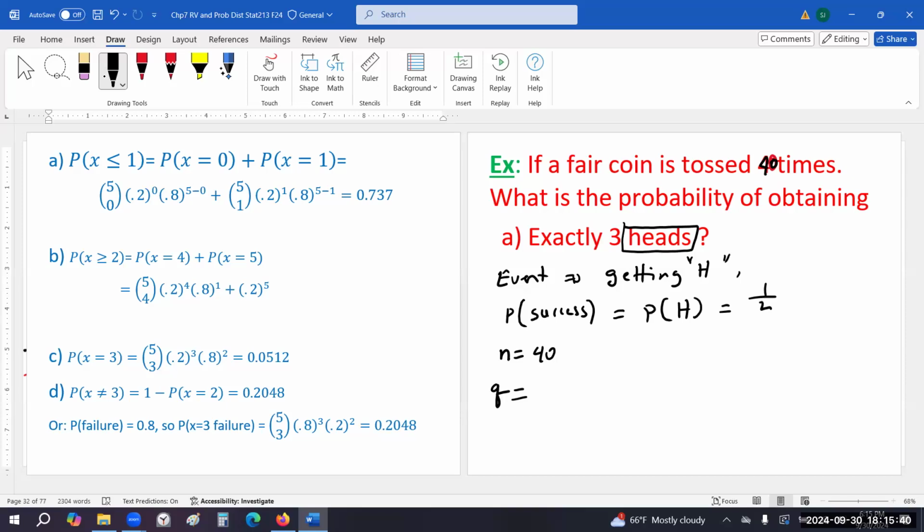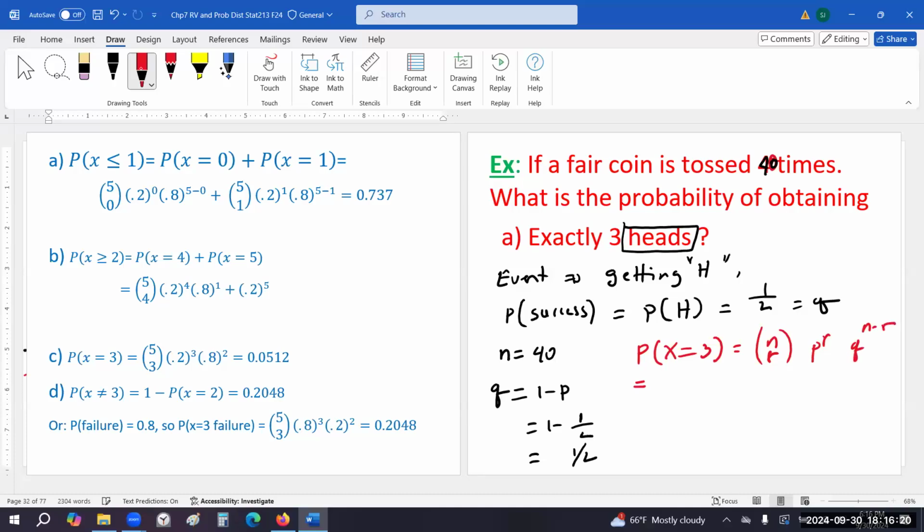So if our P is 0.5, what is our Q? Same thing, 1 minus P, which is 1 minus 1/2, which is another 1/2. Now they want us to find exactly 3 heads, which means probability of x equals 3. So what's the formula? We are choosing what from what? n choose r, P to the r, Q to the n minus r.